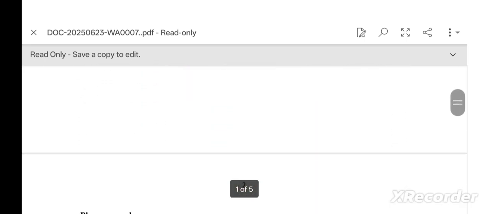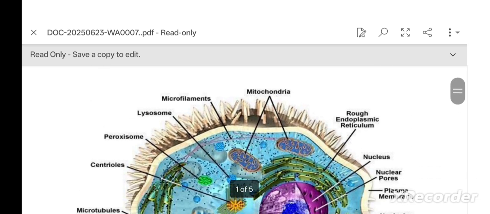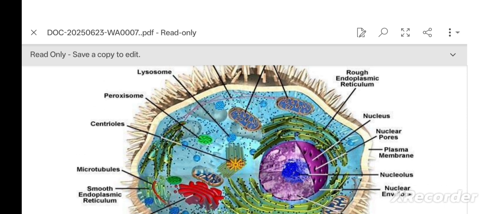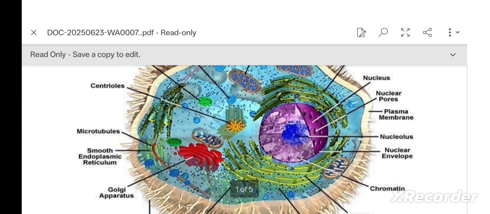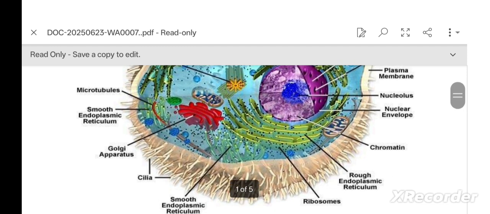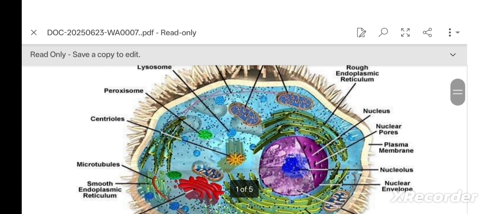Now this is the diagram of the cell. Inside the diagram there are two mitochondria, a lysosome, centrioles, and rough endoplasmic reticulum, nucleus, nuclear pore, plasma membrane, nuclear envelope, chromatin, Golgi apparatus, cilia, smooth endoplasmic reticulum, and ribosomes. All the parts are named and written in this diagram.